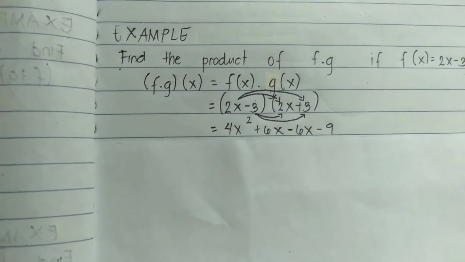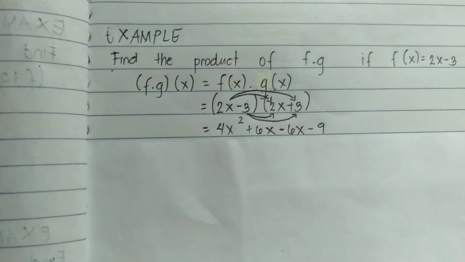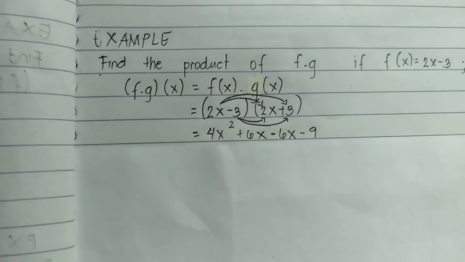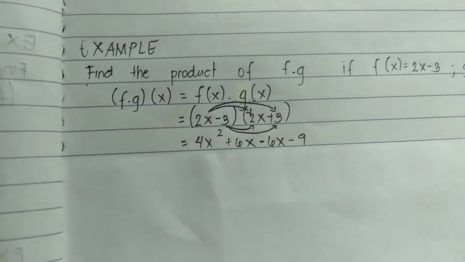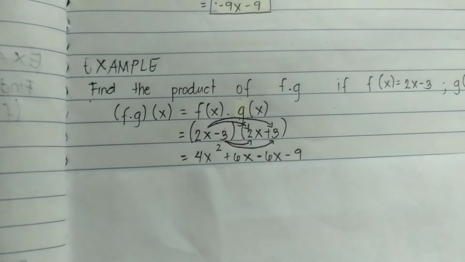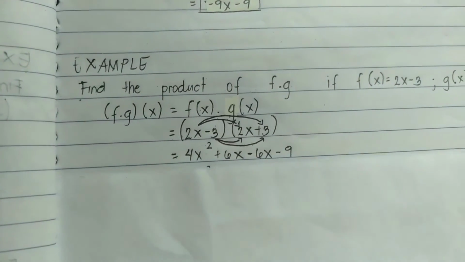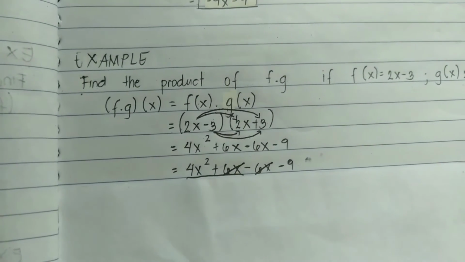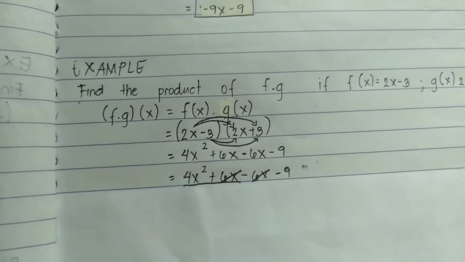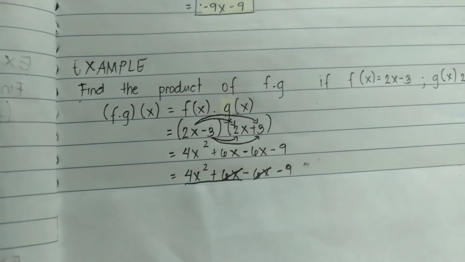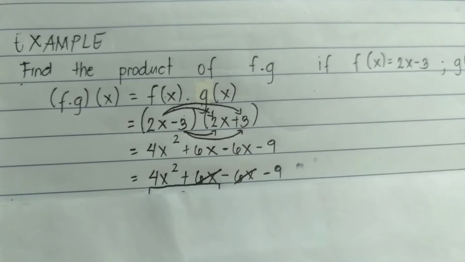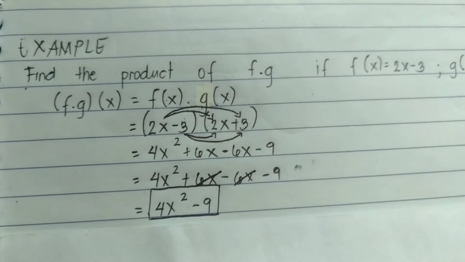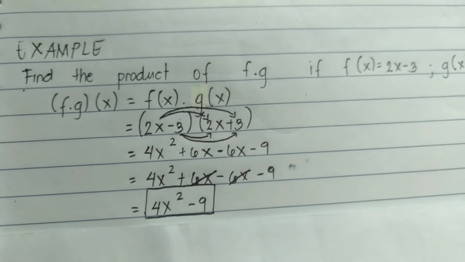2x times 2x is equal to 4x squared. 2x times 3 is equal to 6x. Negative 3 times 2x is equal to negative 6x. Negative 3 times positive 3 is equal to negative 9. So, simplify. 4x squared plus 6x minus 6x minus 9. So, 4x squared, cancel the 6x, minus 9. So, the answer is 4x squared minus 9.